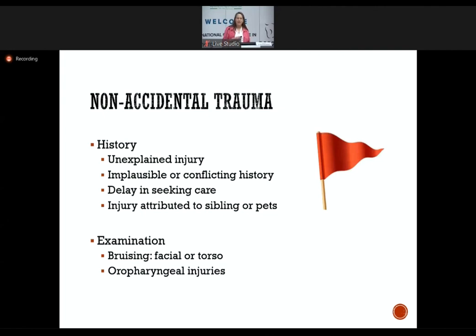Maybe you have one parent saying one thing, one parent saying another. Another red flag that I didn't highlight in this case, but if they're coming several days after injury, that's concerning as well. Or if they say that a pet or a sibling has been the cause of the injury, those are considered red flags for non-accidental trauma.